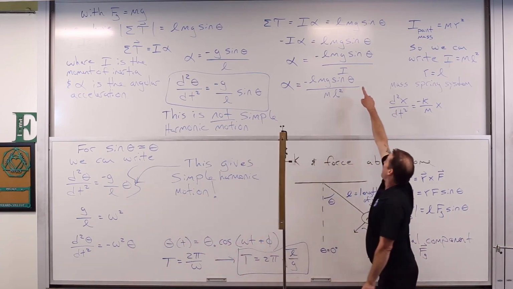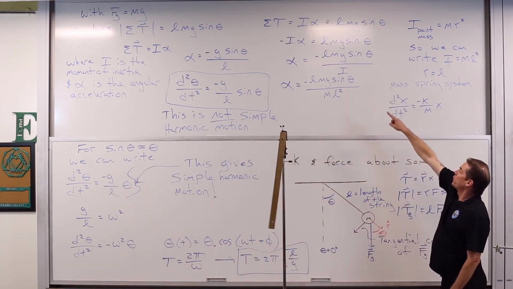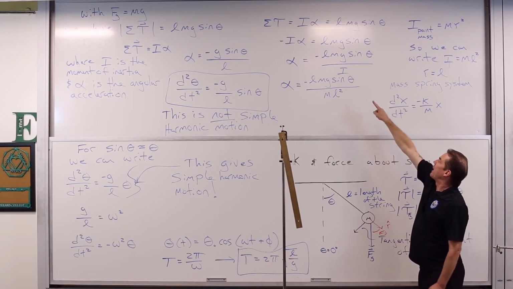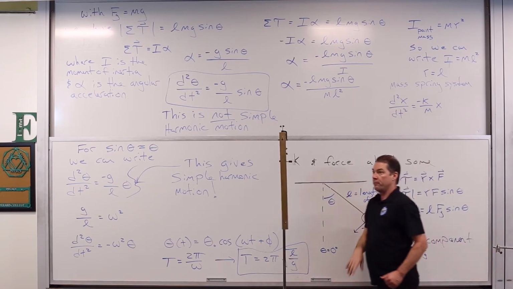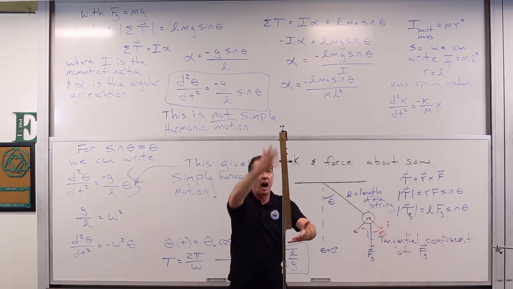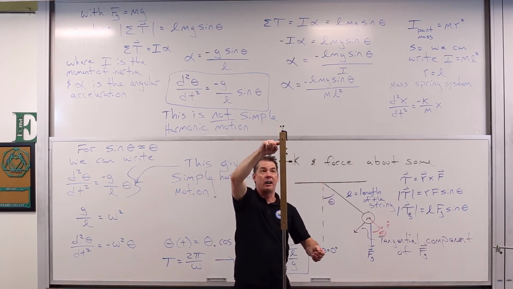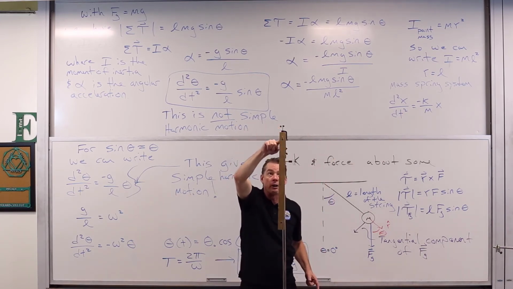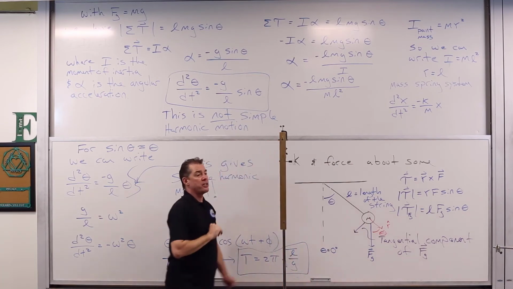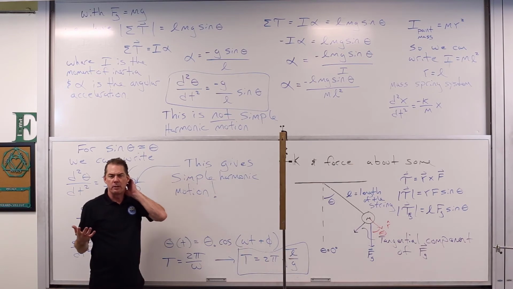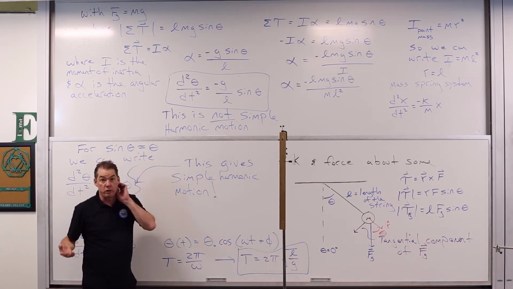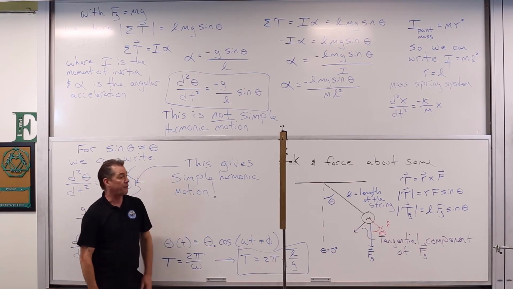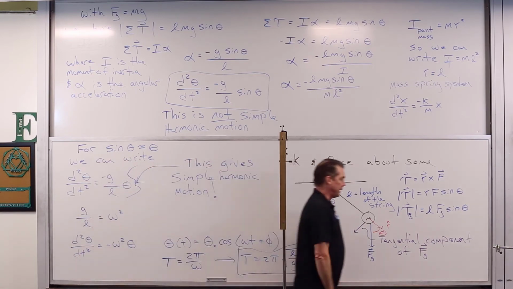We had that expression right there. Alpha is equal to negative LmG sine theta divided by the moment of inertia of the system. Well, the moment of inertia of this object right here depends on the spatial distribution of the mass relative to this axis of rotation right here. If we start changing the moment of inertia, what happens? Is there a consequence for that? And the answer is yes, definitely there is. We have to rethink things a little bit.